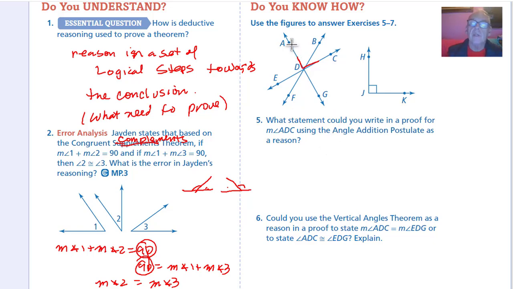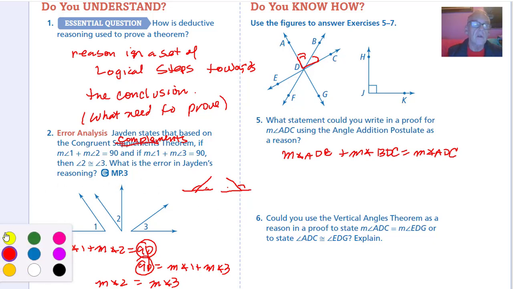So we could say that the measure of angle ADB plus the measure of angle BDC equals the measure of angle ADC. And that would be the angle addition postulate. This angle plus this angle makes angle ADC. Okay, I'm going to erase that, and then we'll go to the next one.